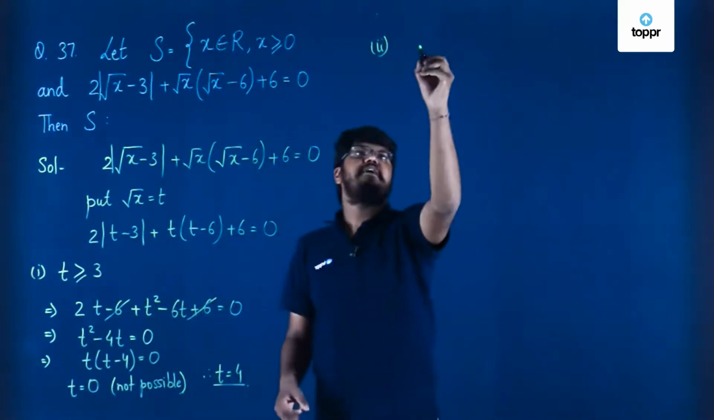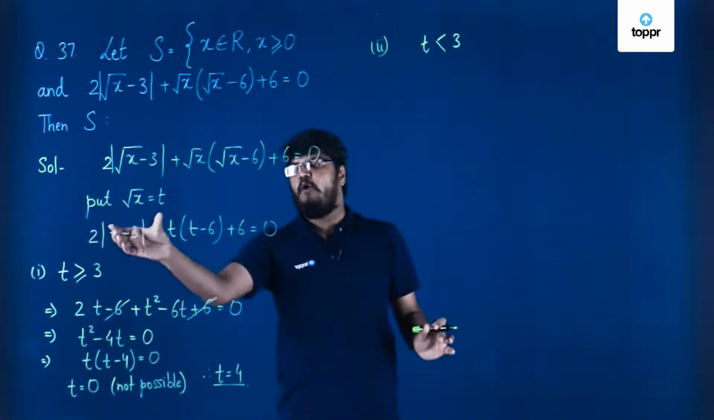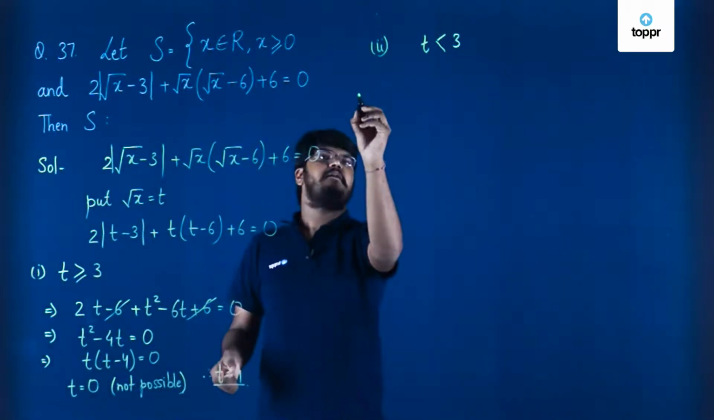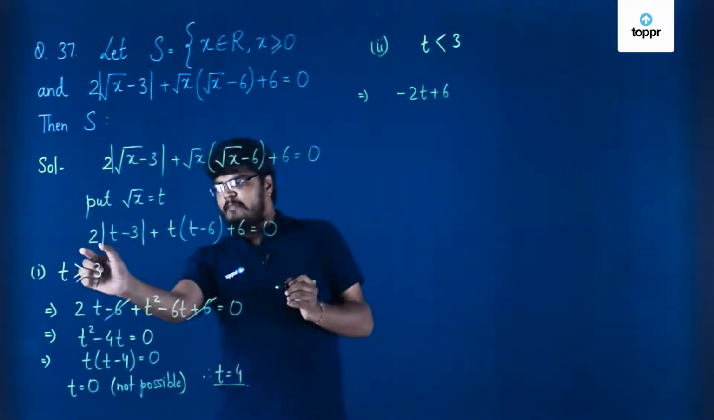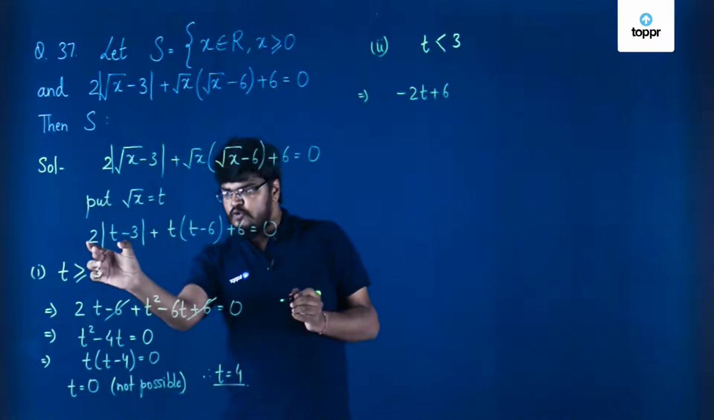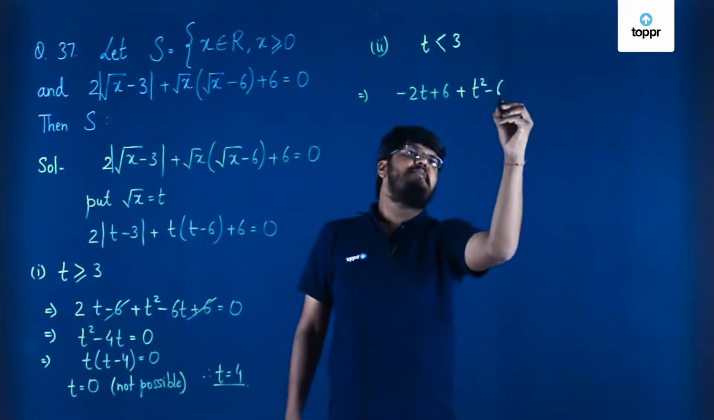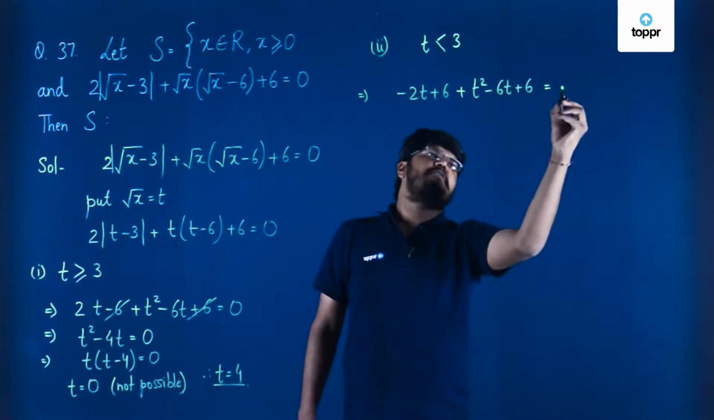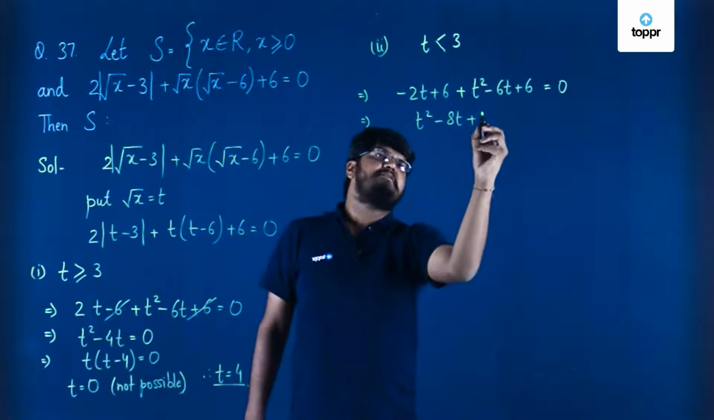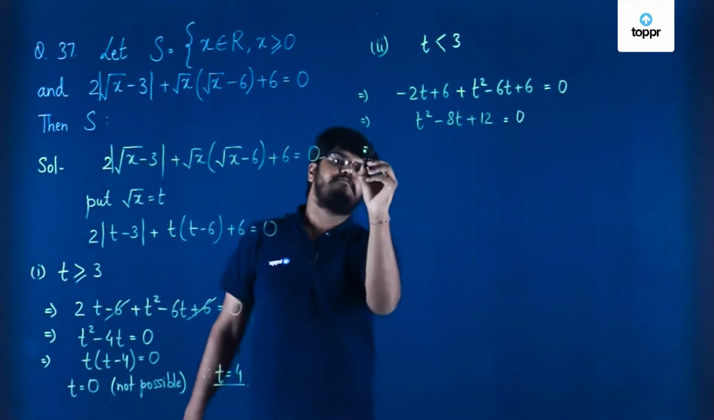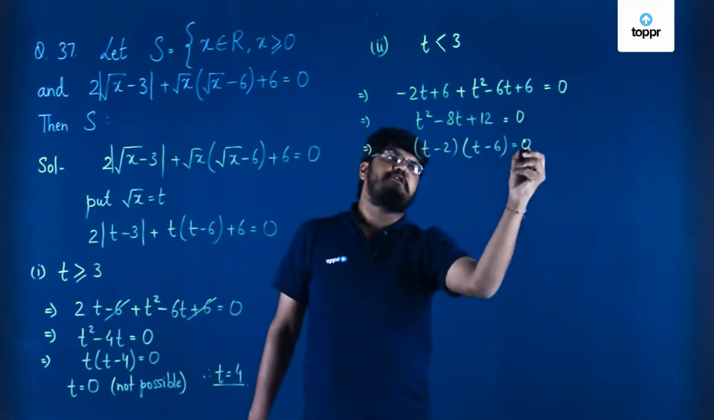In the second case, we are going to consider t as less than 3. Since t is less than 3, the mod sign will open with a negative sign. So this will make minus 2t plus 6, because 2 into minus of t will be minus 2t and 2 into minus of minus 3 will be plus 6. The remaining will be as it is, plus t square minus 6t plus 6 is equal to 0. This will give us t square minus 8t plus 12 equal to 0, which means t minus 2 times t minus 6 is equal to 0.